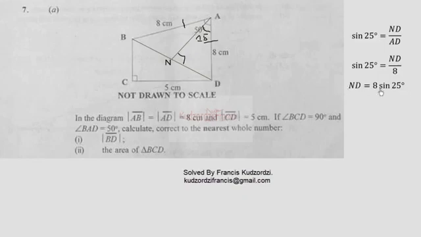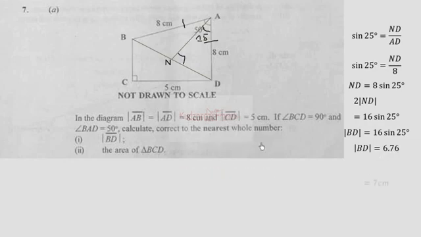If you multiply both sides by 2 again, you get BD, which is what you are looking for. So multiply both sides by 2 to get 2 times ND is equal to 16 sine 25 degrees. But you know 2 times ND will give you BD. So therefore BD is equal to 16 sine 25 degrees. And that will give you 6.76. But we were told that you must leave your answer to the nearest whole number, which is 7 centimeters.